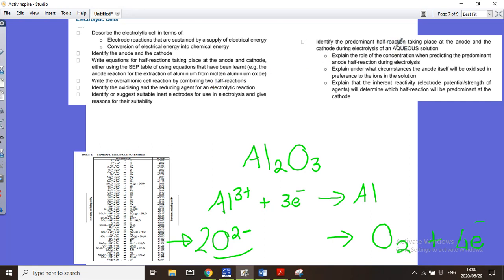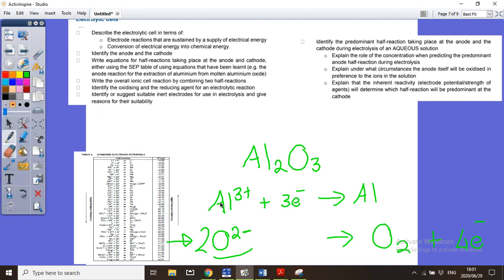We've spoken about the concentration. Normally, you would follow the rules. The highest one will be the strongest reducing agent and undergo oxidation, and the lowest one will undergo reduction. But if the concentration changes, please remember that there could then be a different reaction happening because of one becoming a stronger reducing or oxidizing agent.